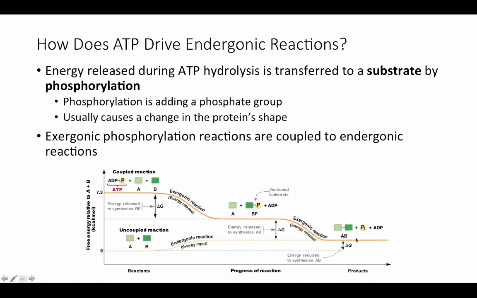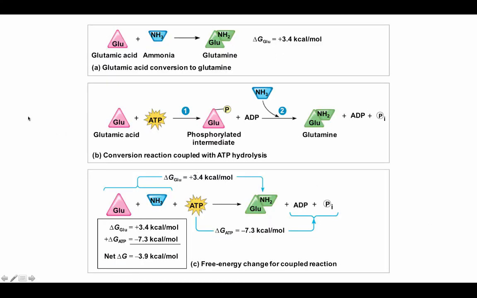That's going to bring it down to its final energy state, which is lower than either. So now we've taken this in steps, and we've been able to use the energy in that ATP phosphate bond to actually drive an endergonic reaction. Another example, more relevant to biology, is this reaction of combining glutamic acid with ammonia to create glutamine.